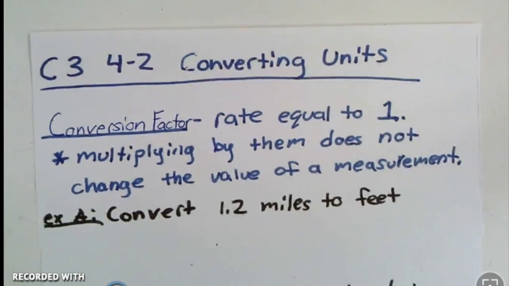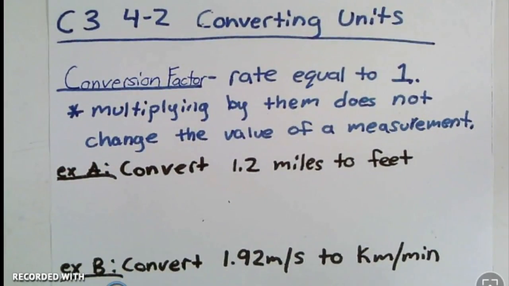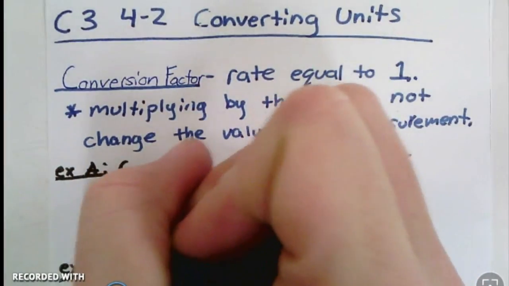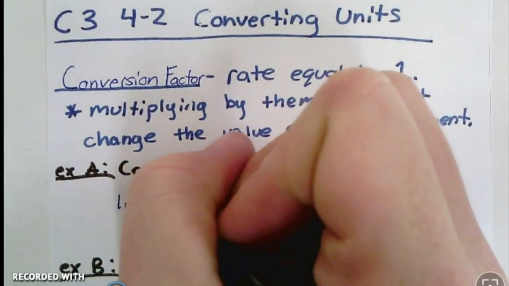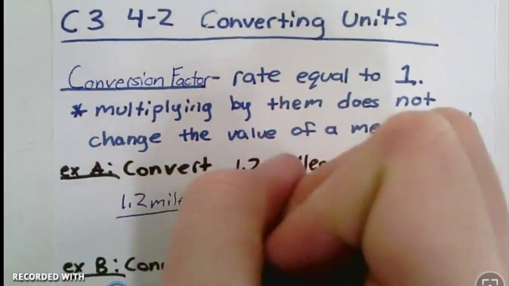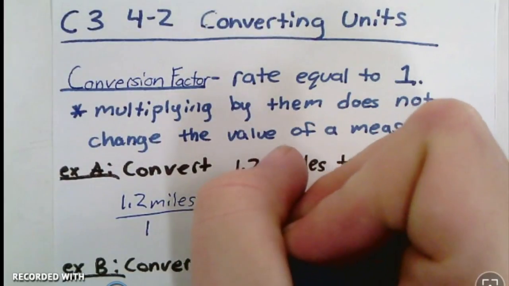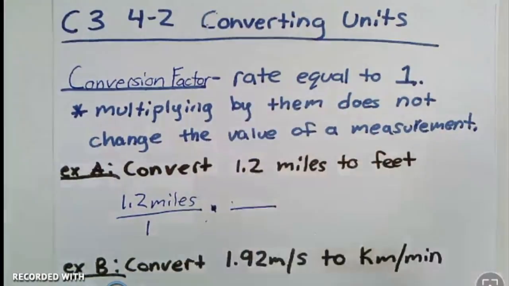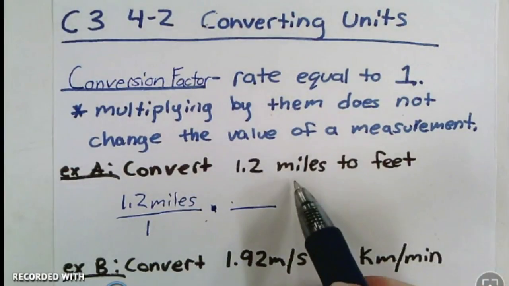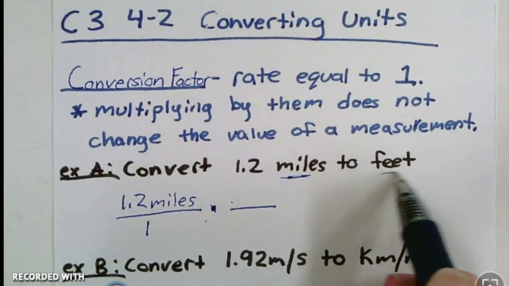Here's our first example. Convert 1.2 miles to feet. So I'm going to start by writing what I know. I've got 1.2 miles, and then I'm going to make it into a fraction and put it over 1. And now I'm going to multiply it times a conversion factor. My conversion factor needs to show the relationship between two units that equals 1. So I want to know the relationship between miles and feet.